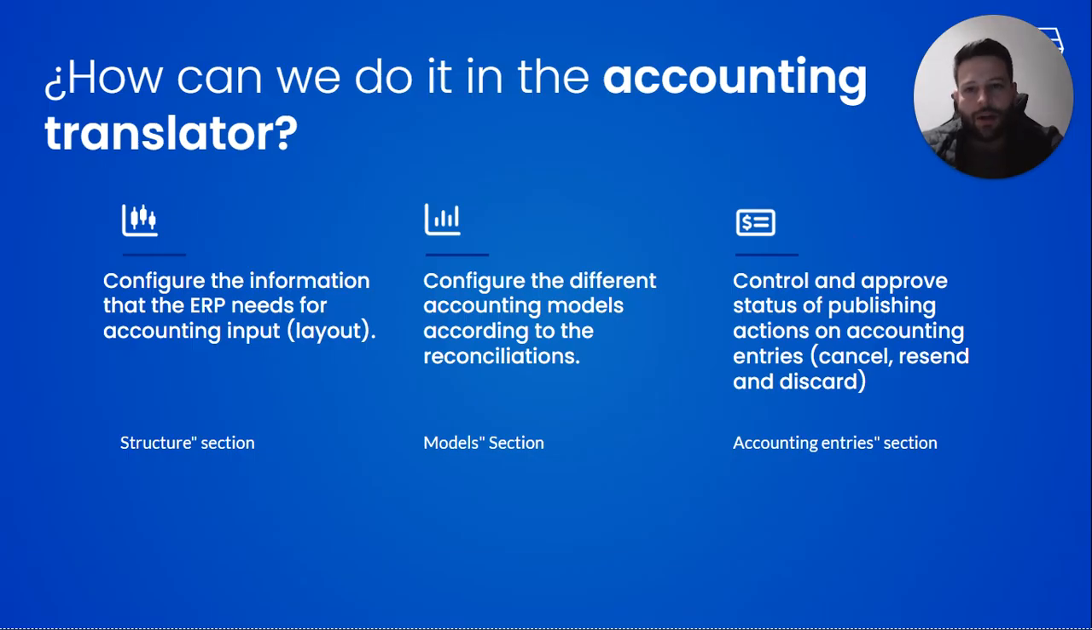How can we do it with the accounting translator? We can configure the information that the ERP needs for accounting inputs, like the layout. Also, we can control and approve the status of publishing actions on accounting entries, like cancel, resend, or discard. And finally, we can configure the different accounting modules according to the reconciliations.